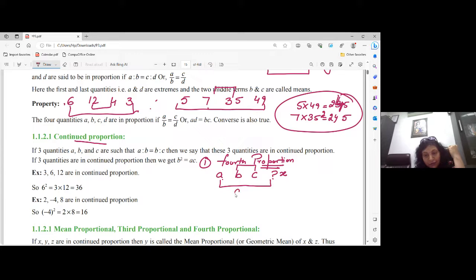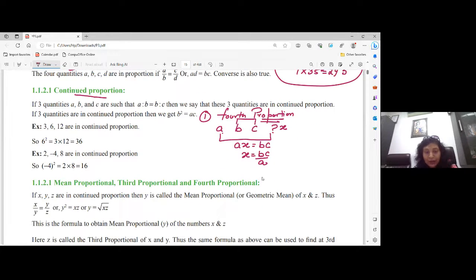So how to find the fourth proportion? AX is equal to BC. So X is equal to BC upon A. This is how you can find the fourth proportion. Now suppose we have been given a question like 5, 20, 6 and question mark. So we have to find the fourth proportion.